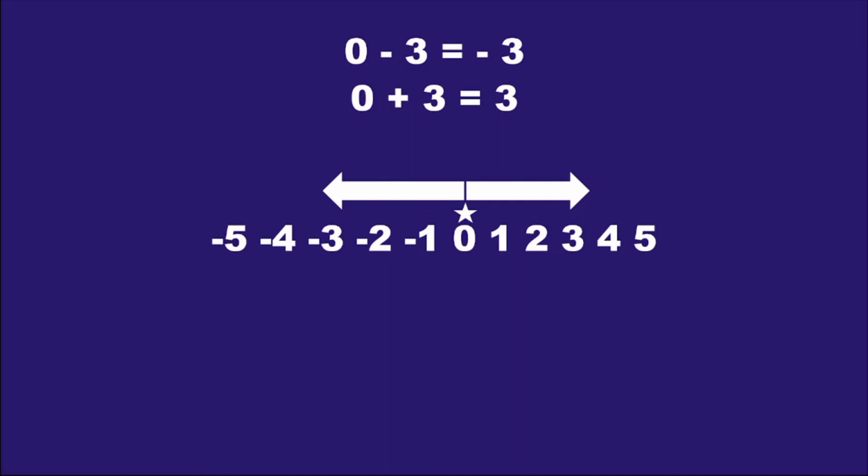Subtracting is similar to addition. It's just the opposite of what addition is. So 0 minus 3 equals negative 3. You move to the left from 0 3 times. 0 plus 3 equals 3. You move to the right from 0 3 times.